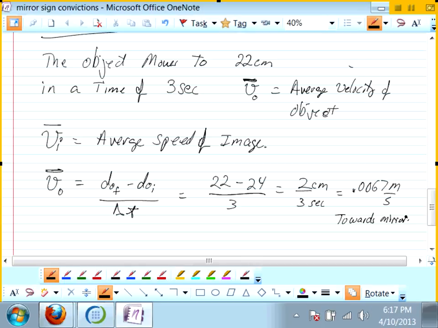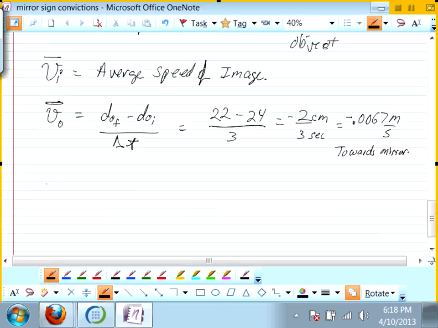So the average velocity of the object is straightforward enough. It's moving towards the mirror. There's actually a minus on there. I can't do math today. What about the image velocity, the average speed of the image? Well, that will be dI final minus dI initial divided by delta t.